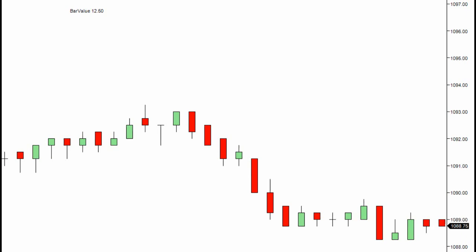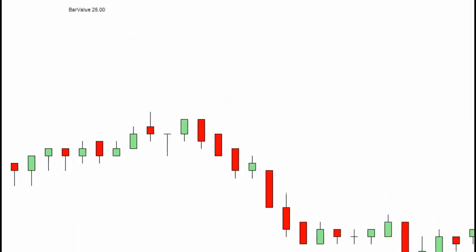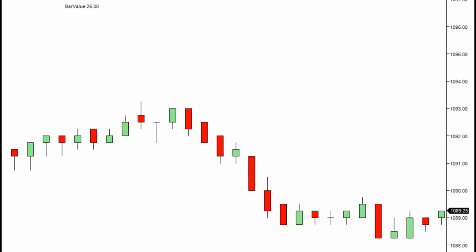So this one's got like a tick's worth of difference. You can see it's 12.50, and it just keeps track of that there. Now we're at a $25 bar value.